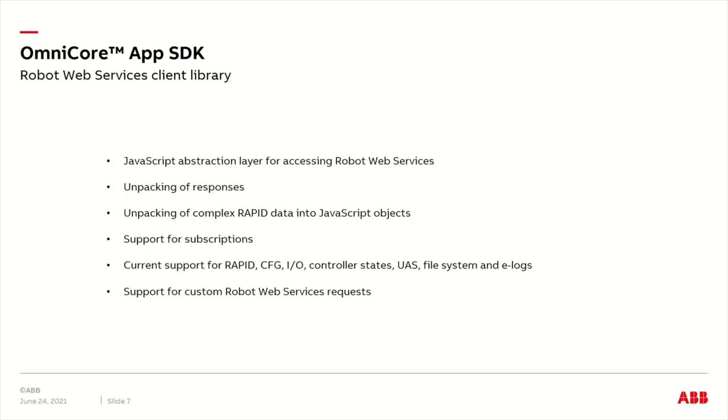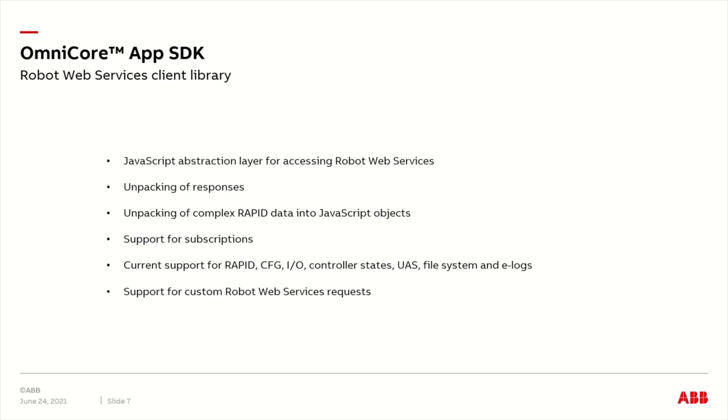The Robot Web Services client library, as mentioned, is a JavaScript abstraction layer for accessing Robot Web Services. It takes care of a lot of the work required when using Robot Web Services, such as making correctly formatted requests and unpacking of the responses. It also has built-in functionality for unpacking complex rapid data values, including records and arrays, into JavaScript objects. Subscriptions are also supported, making it easy to track changes on the controller without having to set up WebSockets and deal with subscription groups within Robot Web Services.